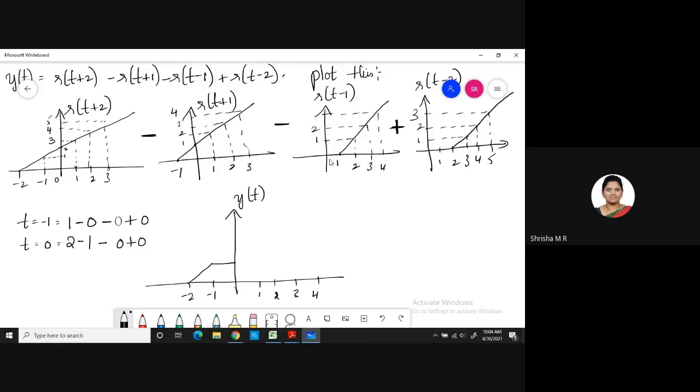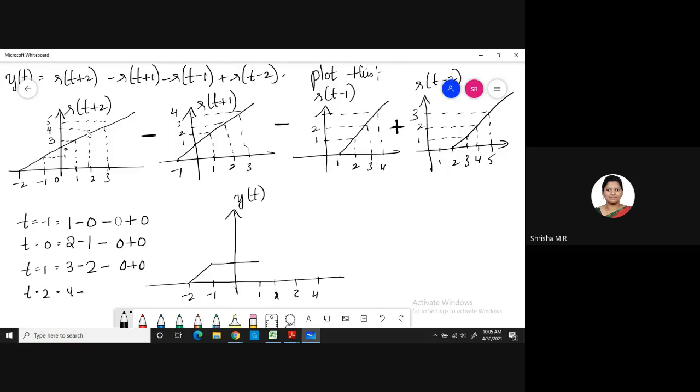So let us check at t is equal to 1. At t is equal to 1, the amplitude in r of t plus 2 is 3. And in r of t plus 1 it is 2, and the others are 0. So here it will be 1 only, at t is equal to 1. At t is equal to 2, we have to check. So in r of t plus 2, at 2 the amplitude is 4.